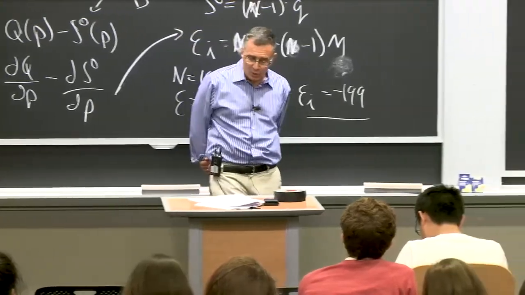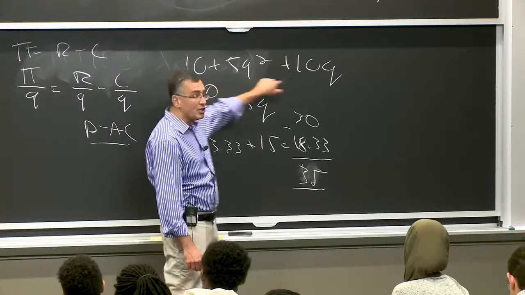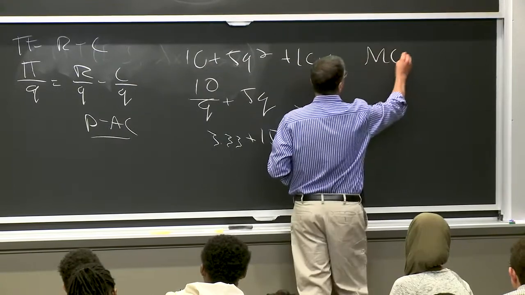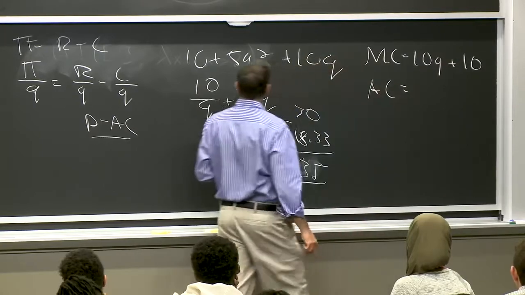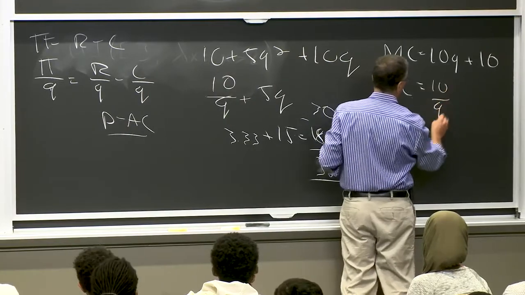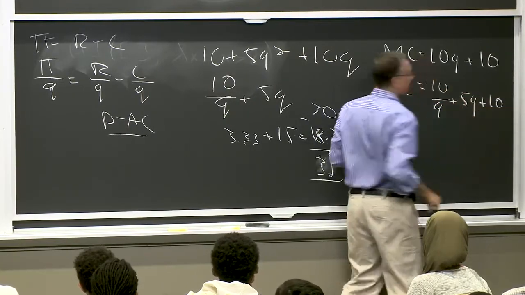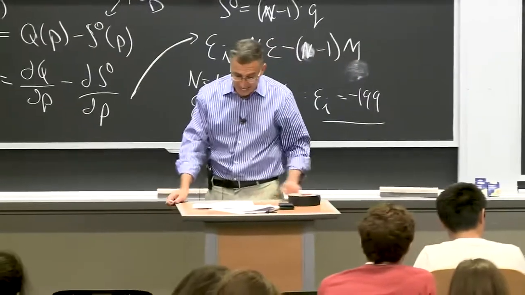So what does that do? Well, we can go to figure 7.4 and see that. Here, the marginal cost and the average cost have both risen by 10. The old marginal cost was 10q. Now it's 10q plus 10. Average cost used to be 10 over q plus 5q. Now it's 10 over q plus 5q plus 10.